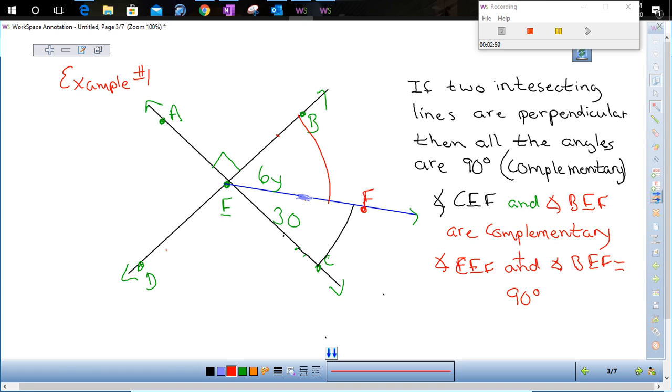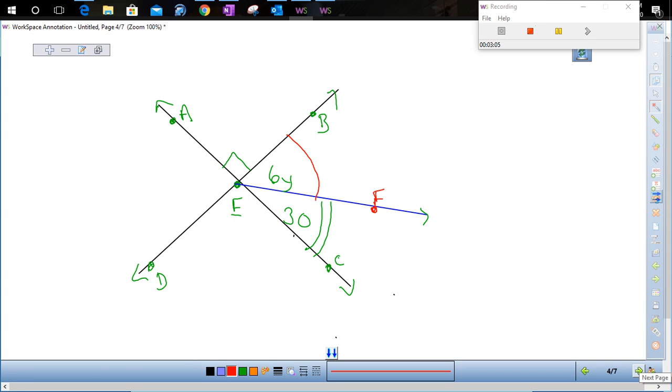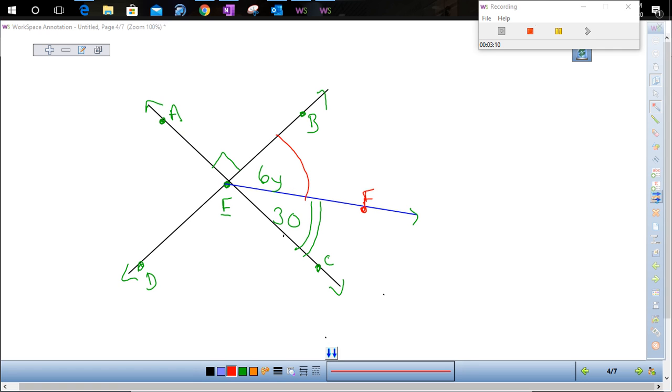Now, you don't necessarily have to redraw your drawing again. You can just continue on with your notes. I didn't have enough space, so I had to redraw mine. Now, the task that they really want us to do is they want us to find the value of y. So we would set this problem up knowing that 6y plus 30, because these two angles together equal 90 degrees.